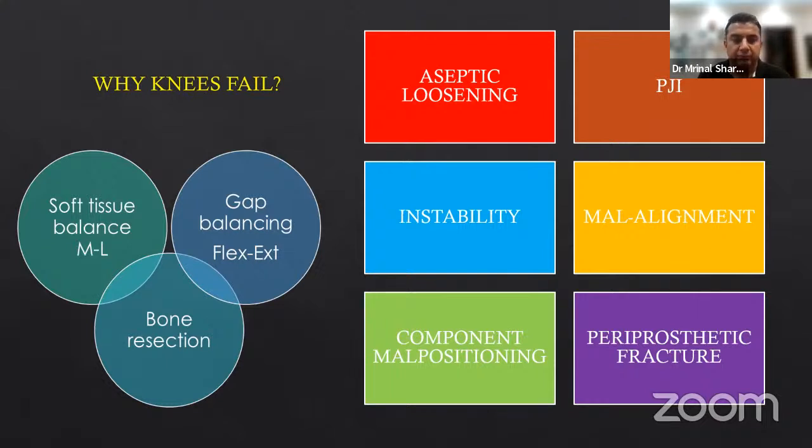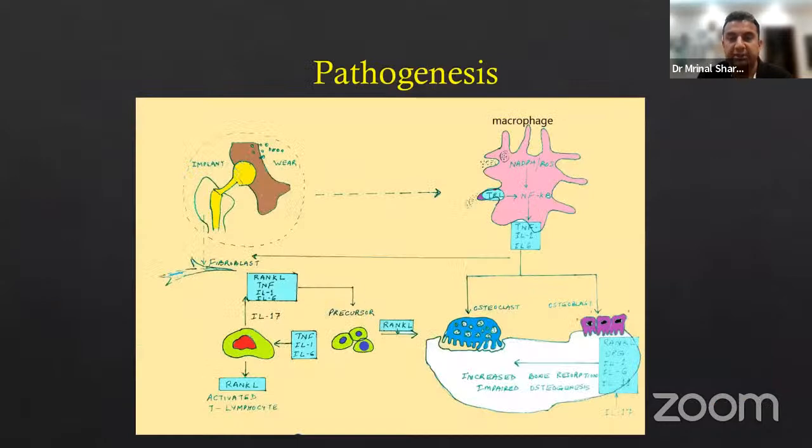So why would knees fail? If you don't balance them in mediolateral, soft tissues are not balanced, the gap balance in flexion extension is not good, the bone resections are not at 90 degrees or in the proper positioning, the components are malpositioned, there is instability, there is malalignment. All of this puts additional stress onto the implants, the prosthesis and the poly wears, generating more wear particles. These wear particles activate the macrophages, the lymphocytes, and with their interaction, the osteoclastic activity increases, which leads to loosening and increased bone resorption, which later on leads to implant instability.